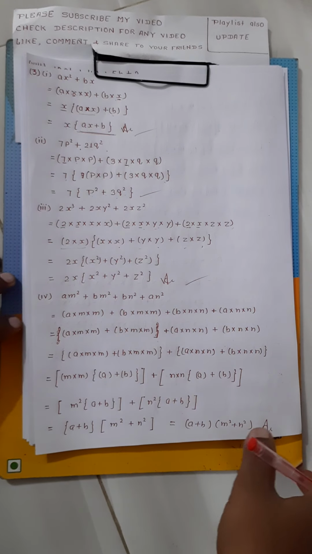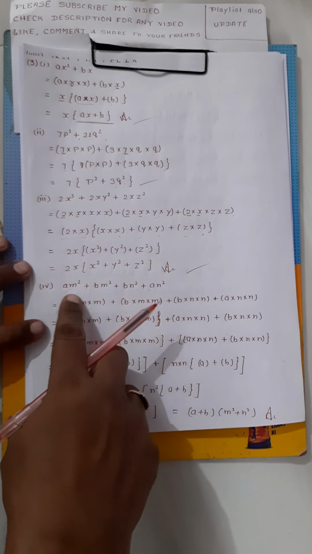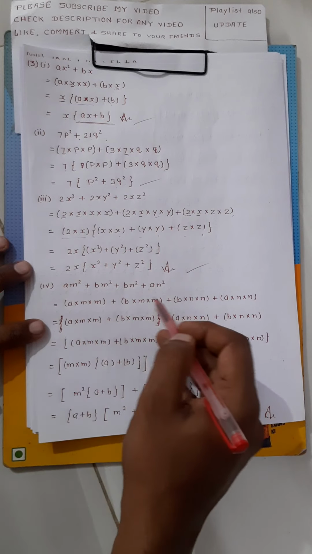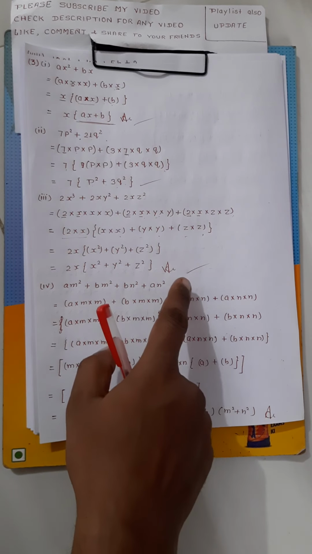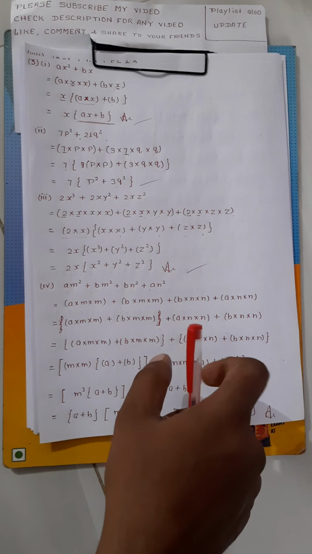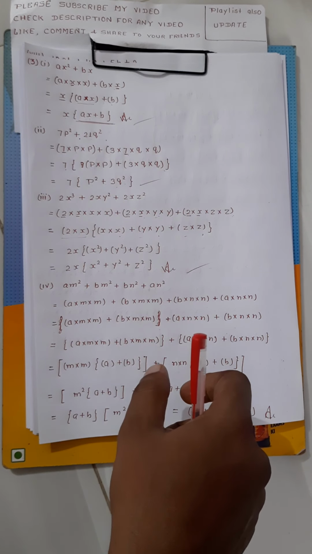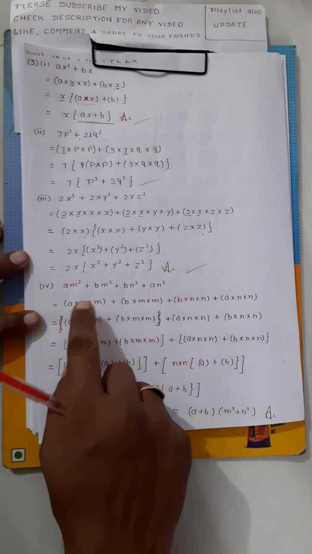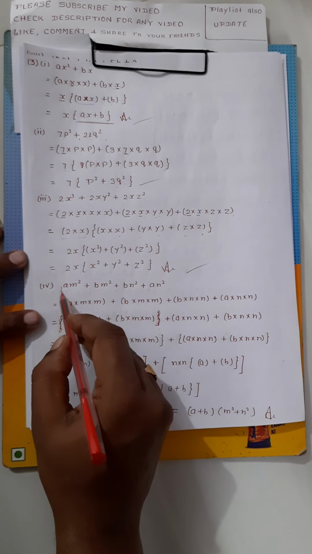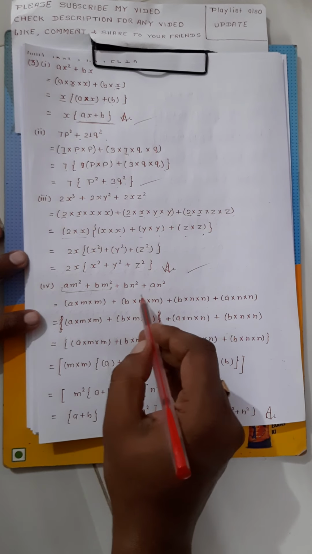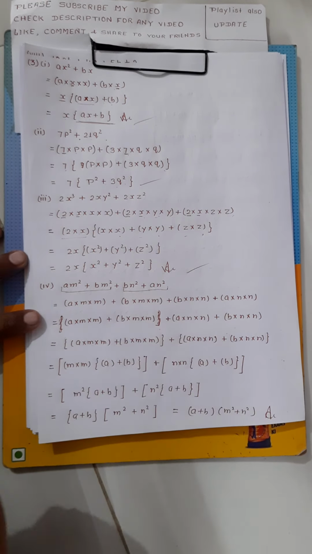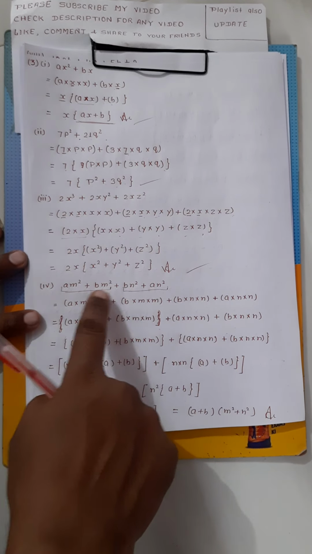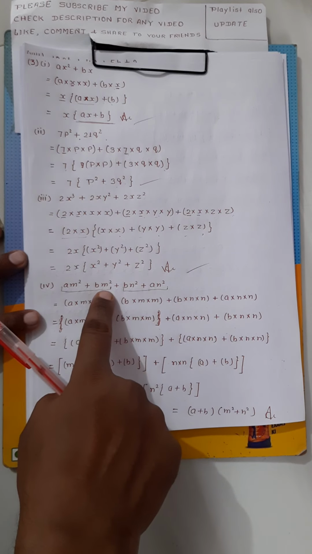Our next question, the fourth question, is am square plus bm square plus bn square plus an square. Here there are four terms. Since there are four terms, we will use the regrouping method here. You know that for four terms we use regrouping. So if we make these two terms one group and these two terms one group, what will happen? We will take out m square from both terms, so a plus b will be left here.